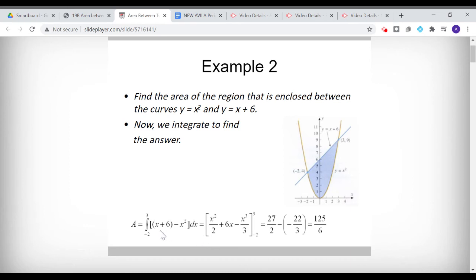And as we saw in the previous example, the integral is x squared over 2 plus 6x minus x cubed over 3. We're evaluating that between when x equals 3 and when x equals -2. So I plug in 3 for x first, and then I plug in -2 for x second, and I subtract those two values. In this case, they're going to add together and give me 125 over 6.